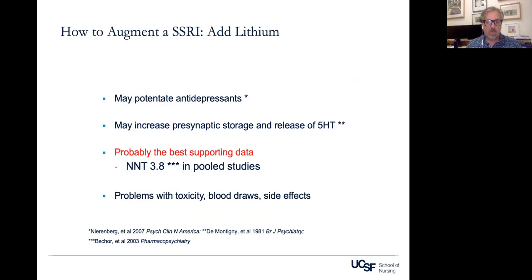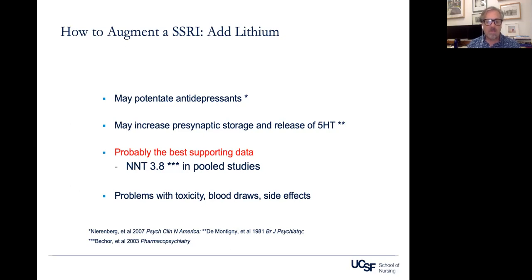So what about lithium? Lithium is the classic augmentation strategy for antidepressants. Long before we had atypical antipsychotic augmentation, we would use lithium in psychiatry. Lithium's mechanism of action remains somewhat cryptic, but it may cause increased release of serotonin. But regardless of its mechanism of action, the data is pretty strong that it is effective, with a number needed to treat of under 4 in studies.